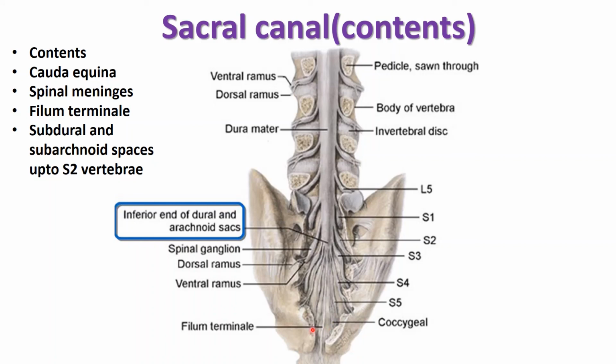The contents of the sacral hiatus will be the filum terminale, which extends up to the first coccygeal vertebra, and a pair of fifth sacral and coccygeal nerves. These are the contents of the sacral canal.